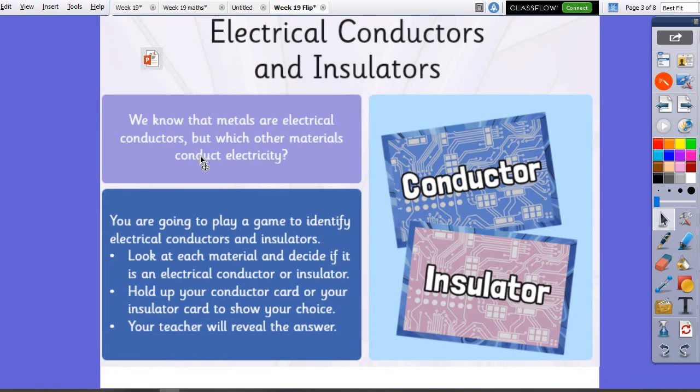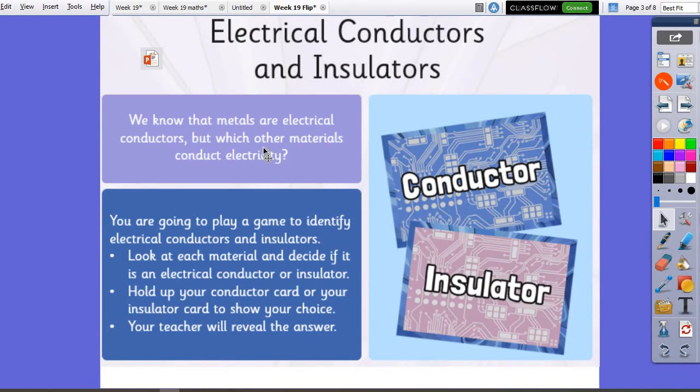So we're going to have a quick quiz. There's a quiz on the website as well. We know that metals are electrical conductors, but what other materials conduct electricity? You are going to play a game to identify electrical conductors and insulators. Look at each material and decide if it is an electrical conductor or insulator. Hold up your insulator card or your conductor card to show your choice, and then your teacher will reveal the answer.